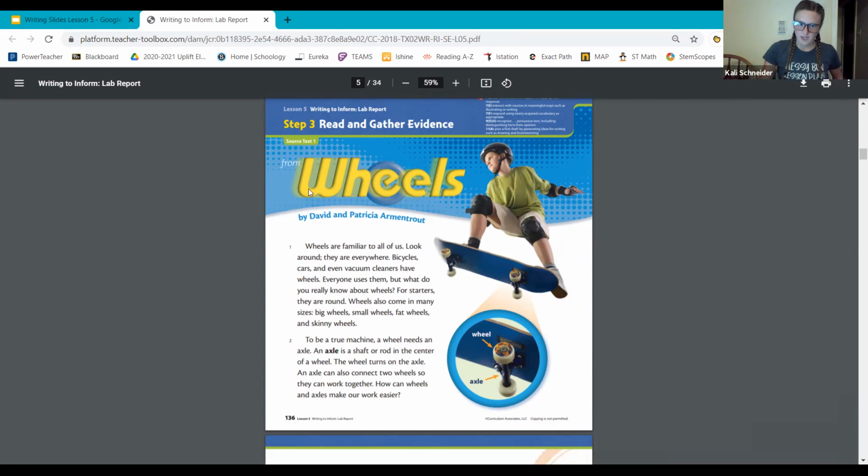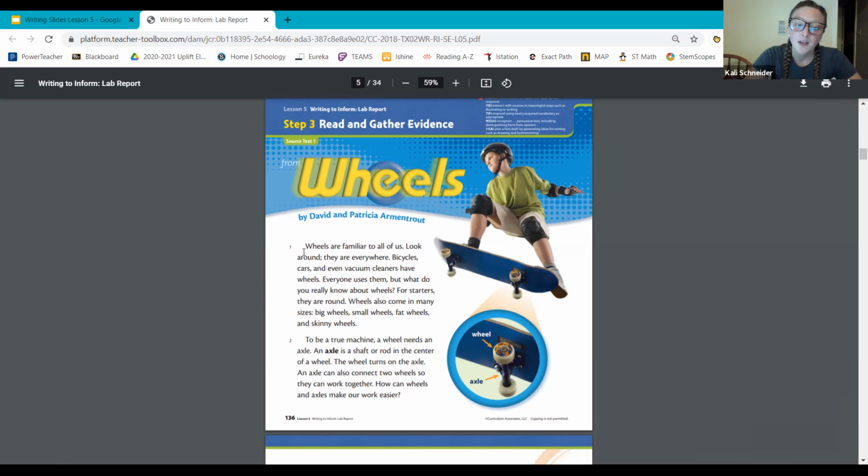Follow along as I read. From Wheels by David and Patricia Armentrout. Paragraph 1. Wheels are familiar to all of us. Look around, they're everywhere. Bicycles, cars, and even vacuum cleaners have wheels. Everyone uses them, but what do you really know about wheels? For starters, they are round. Wheels also come in many sizes: big wheels, small wheels, fat wheels, and skinny wheels.